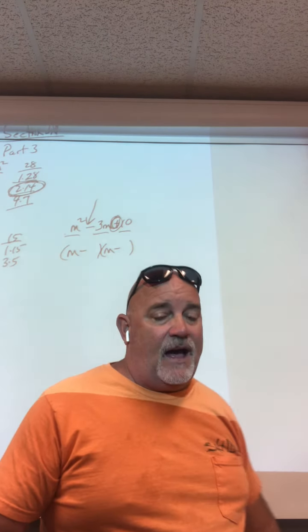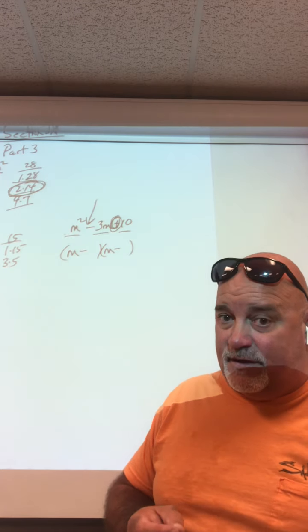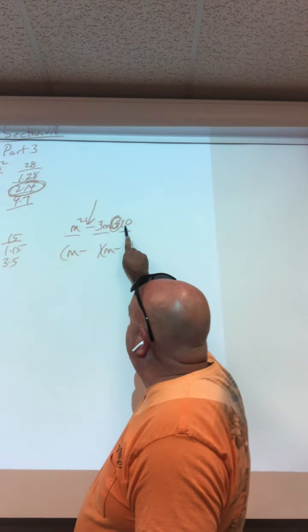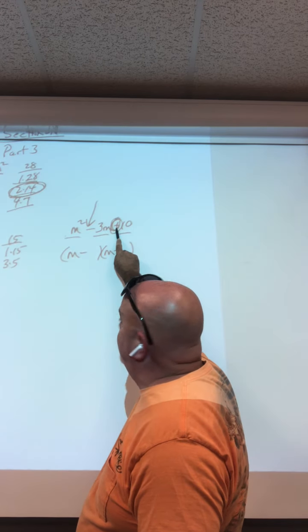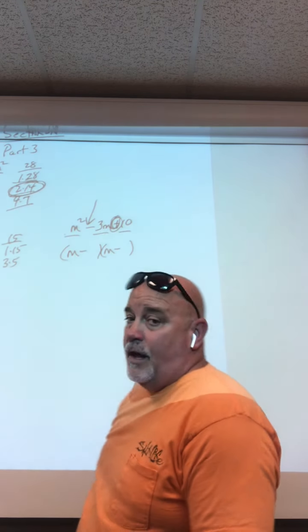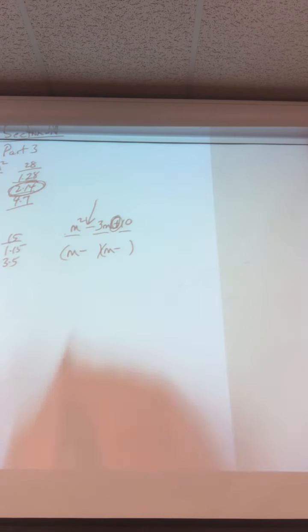You say, well, 2 and 5. No. If you add 2 and 5, what do you get? 7. So are there two numbers that multiply to give you 10, but when you add those two numbers, you get 3? No, there's not. So that problem is prime.